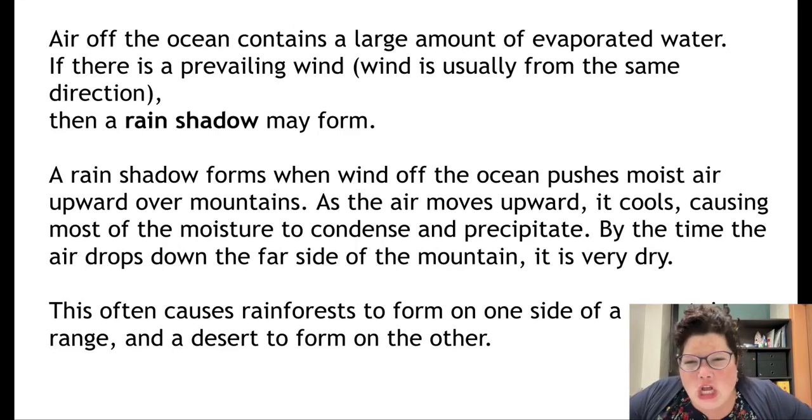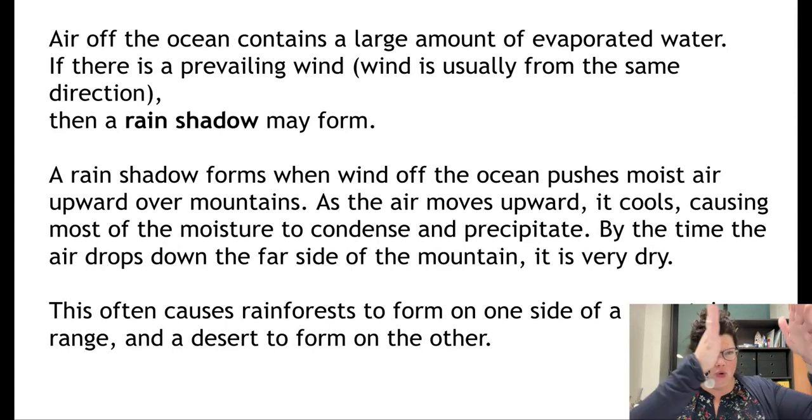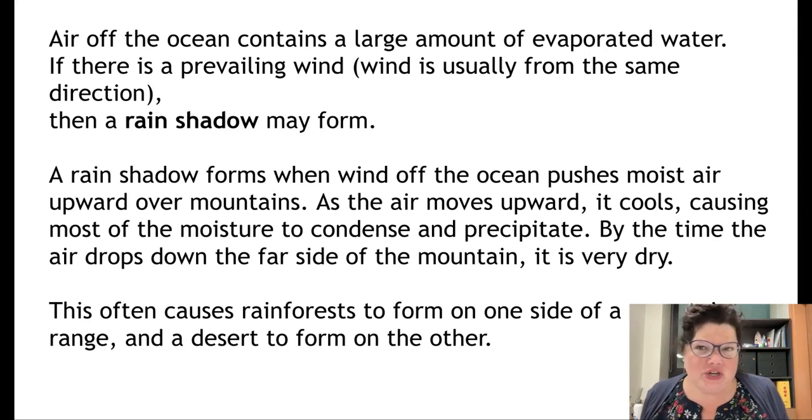Now I want to talk about this thing called a rain shadow. We have talked about how air can move and carry moisture with it. One example of this is when you have air off the ocean. Air coming off the ocean has a lot of water in it. And we normally have a prevailing wind that's blowing it into the continent. That's going to lead to what we call a rain shadow, especially when there are mountains.